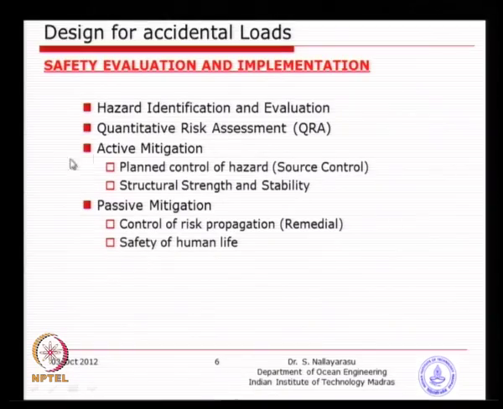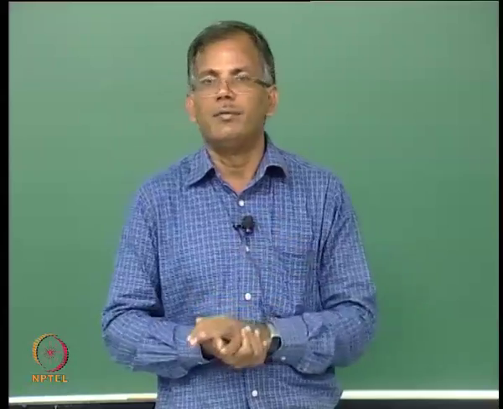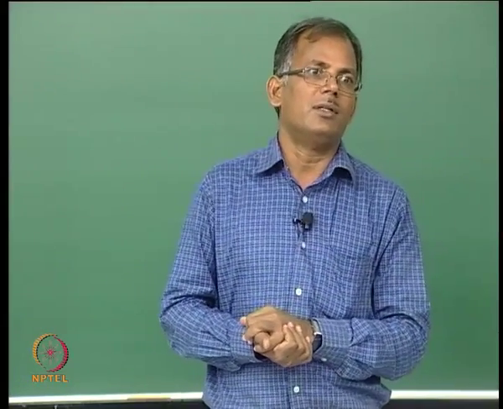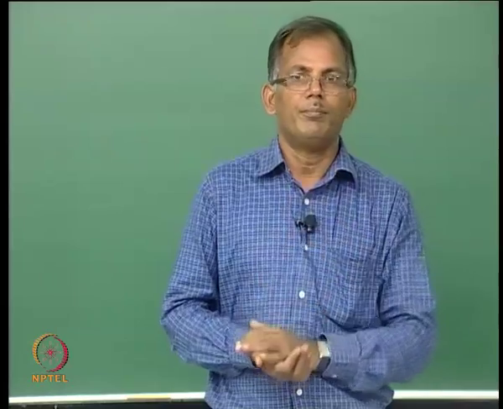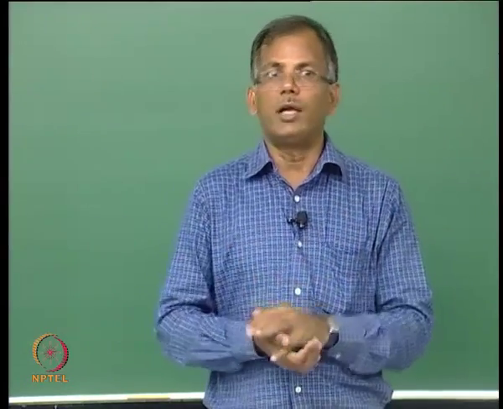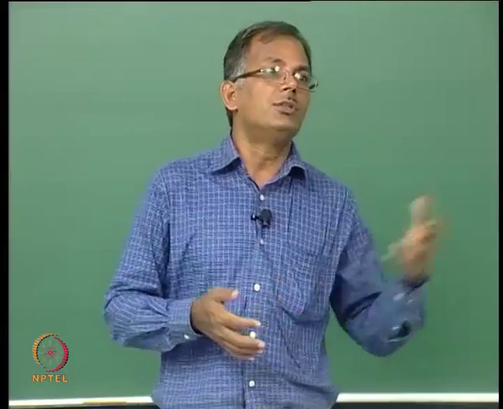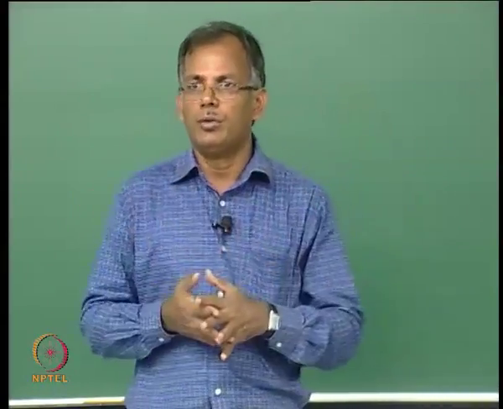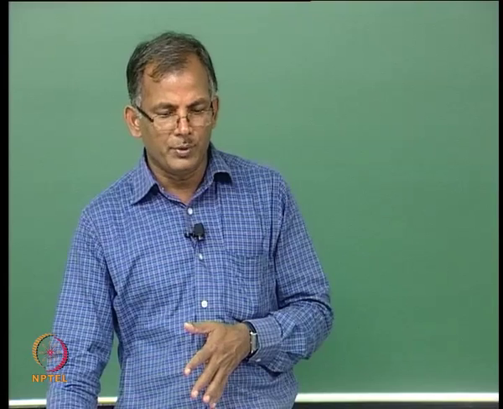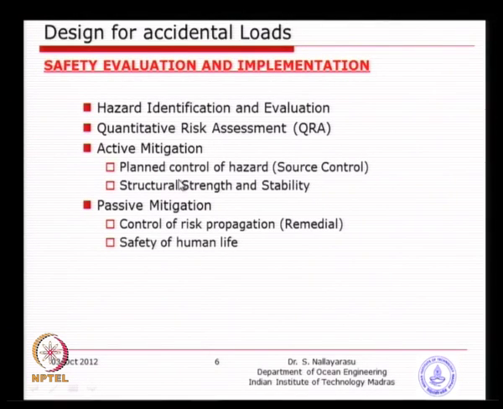Active mitigation, passive mitigation, I think you can see here, planned control of hazard. If it is man-made, I think surely you have control over it, but if it is a natural hazard, probably not feasible to control. For example, earthquake, can we control the earthquake? We may not be able to do that, isn't it? Similarly, storm, 100-year storm, cyclonic storms or seasonal storms, you may not be able to control. So, those kinds of source control are not feasible for natural hazards.